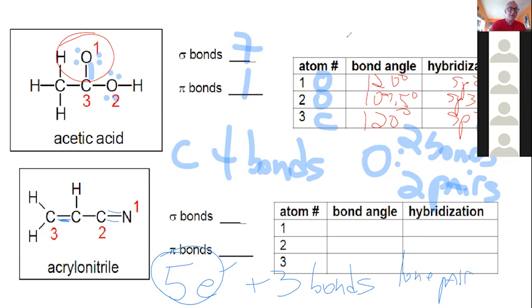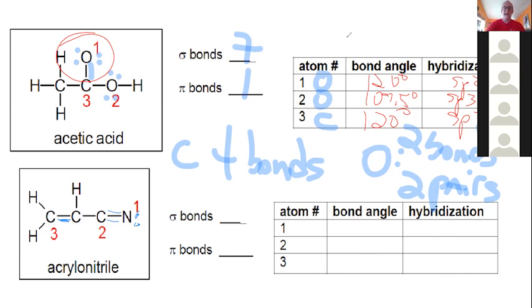So the lone pair would go right here. One, two. So now it has a total of eight. It has three bonds, that's a total of six electrons, and a lone pair for a total of eight. So it's happy, the carbon's happy, now everybody's happy. Now we just need to figure out sigma bonds and our hybridizations.